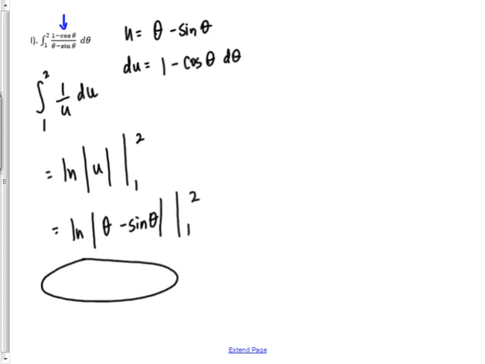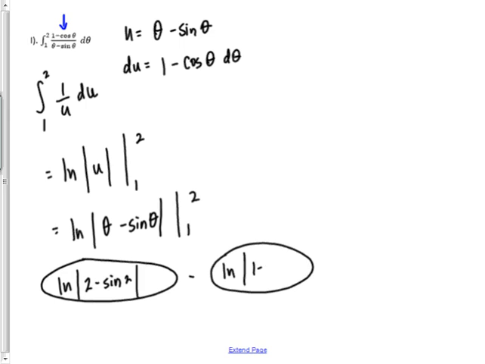So if I plug in, I get natural log. Remember, you plug in the top number first. I get 2 minus sine 2, and minus natural log of 1 minus sine 1. And if you plug that straight into your calculator, we don't have sine 2 and sine 1 to figure out. If we plug it straight in, I got 1.929. Okay. All right, so make sure you try your practice homework and your homework to turn in.